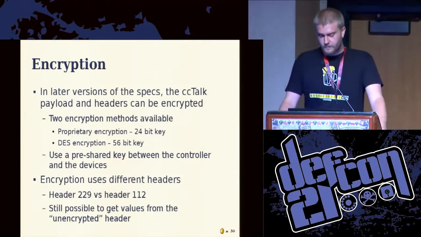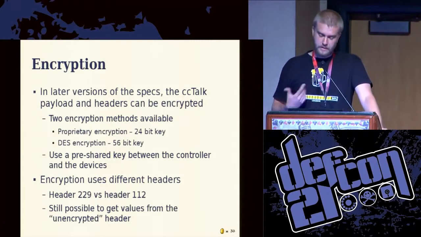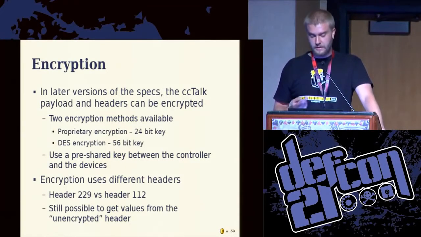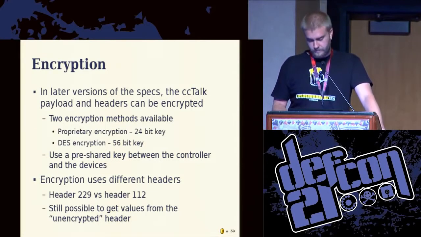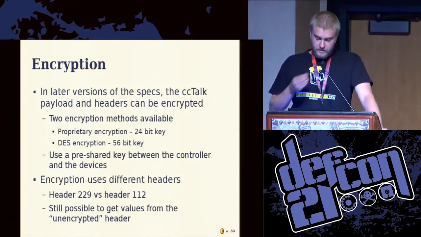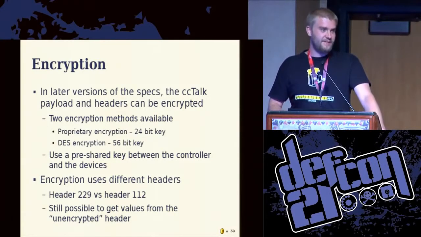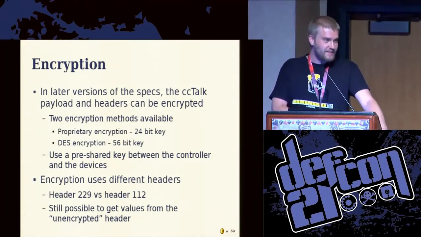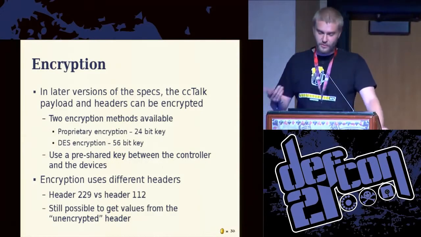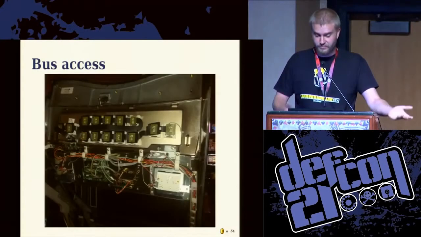There is also encryption. I didn't actually put a lot of time on this, but there are two encryption methods that are used. One is proprietary, with a 24-bit key. The other one is a DES encryption, and they use a pre-shared key between the controller and the device. But the problem is that it's a different header, so you still can request the device using the unencrypted headers while the machine is in use with the encrypted one. So why not?